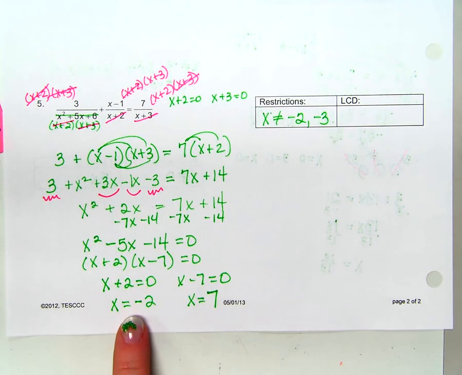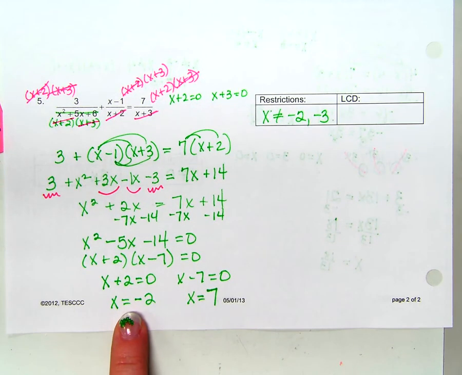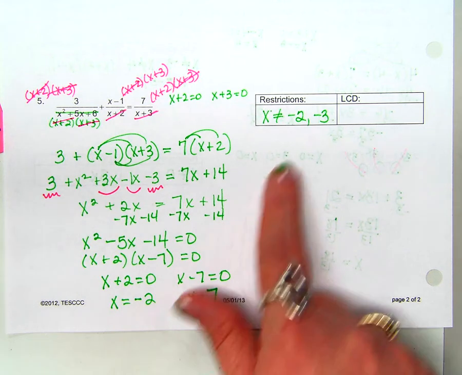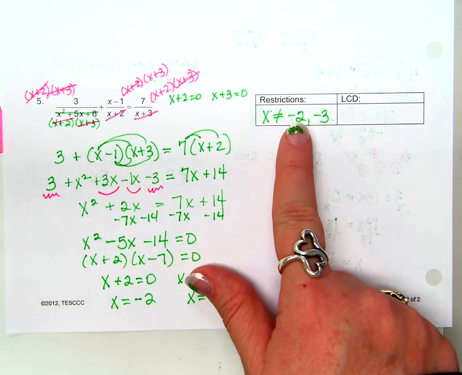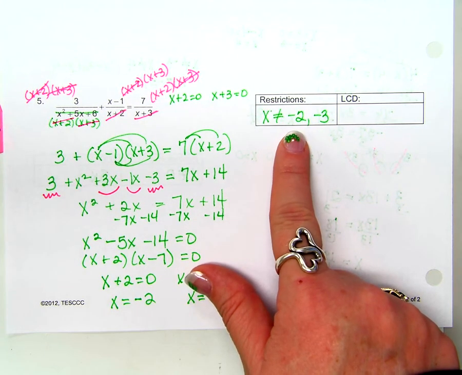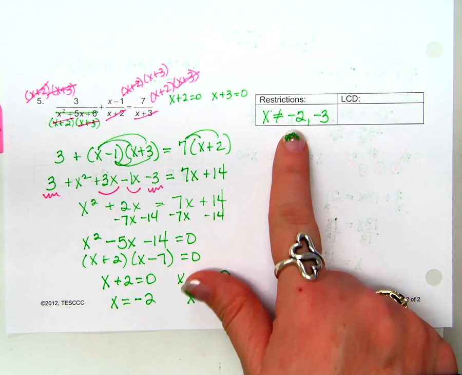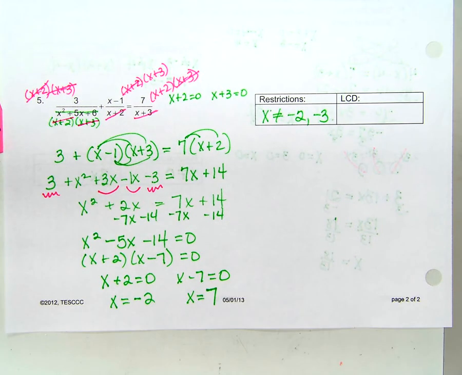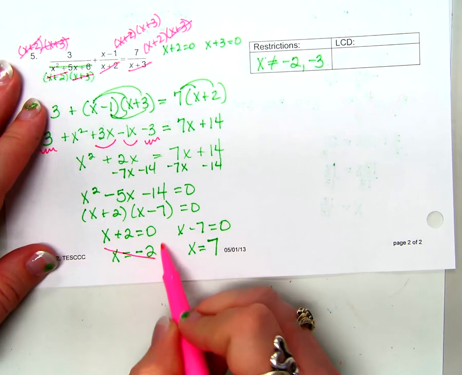I don't think this is a good answer. I think it's not an answer for this particular problem. You know why I think it's not an answer? Because it's a restriction. We already figured out that x is not allowed to equal negative 2. Why is x not allowed to equal negative 2? It will make the denominator equal to 0. Exactly. Okay? This cannot work.